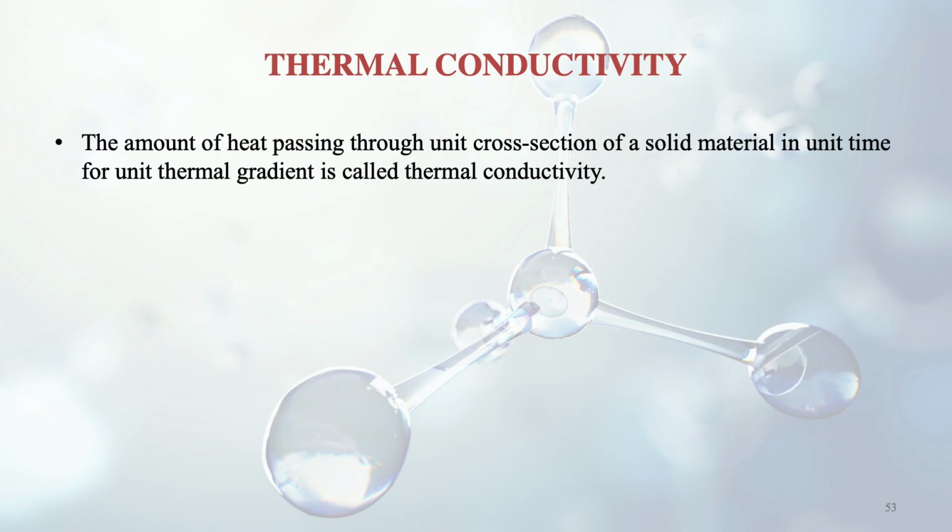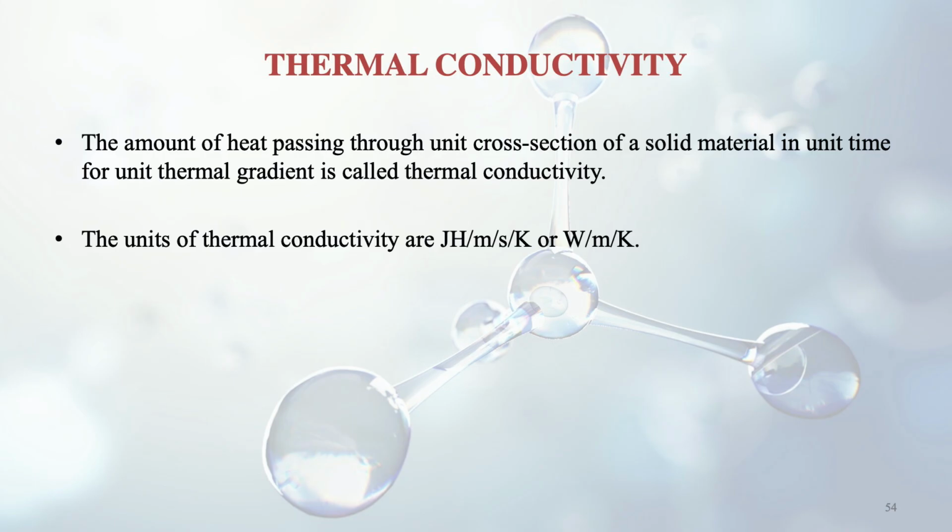So after that very first thermal property discussion, a general discussion, we shall now come on to another thermal property, that is thermal conductivity. So what it actually is: the amount of heat passing through unit cross section of a solid material in unit time for unit thermal gradient. So this is the definition of thermal conductivity, and it is actually given by a formula, that is Q = KA Δθ/Δx. That is the formula of heat, and from here we can get the thermal conductivity also.